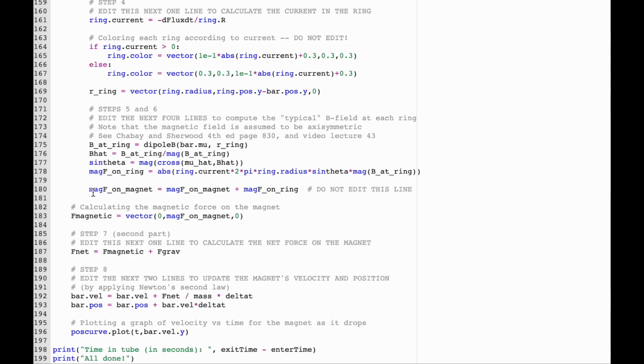Down here we calculate the magnitude of the force on the magnet, which is equal to the current through the ring times 2 pi times the radius of the ring, times the sine of the angle made by the magnetic moment vector and the magnetic field vector at the point on the ring, multiplied by the magnitude of the magnetic field at the ring. That gives us the magnitude of the force on the magnet at a given ring, and so we will add all of those up and end up with the overall magnetic force on the magnet.